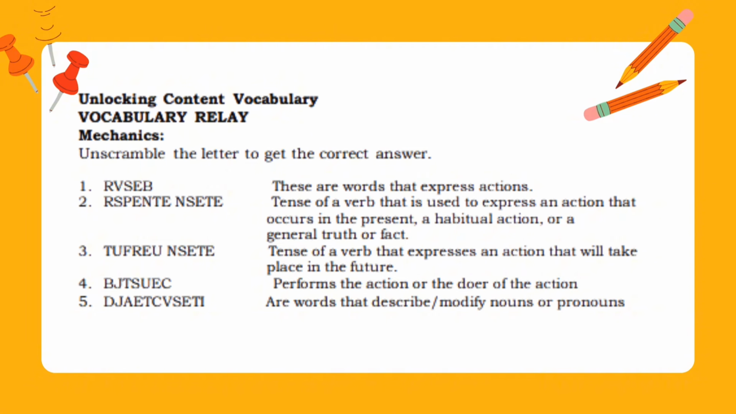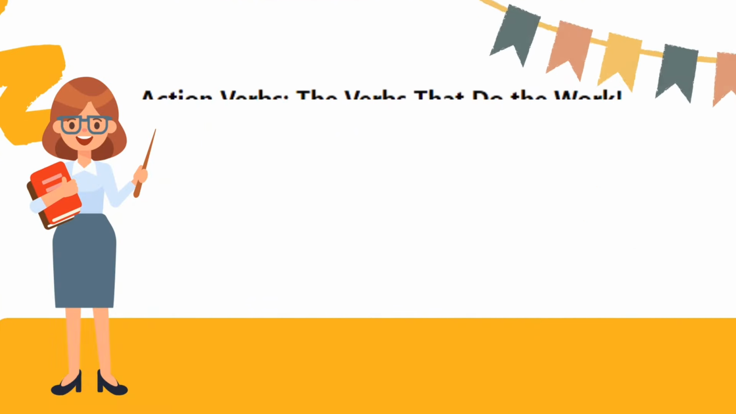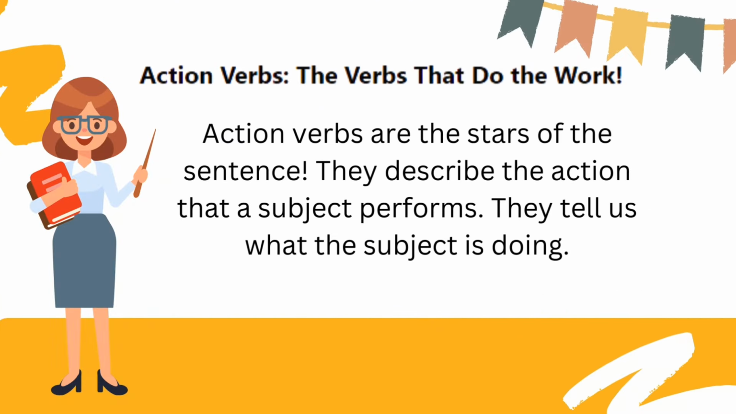Tense of a verb that expresses an action that will take place in the future. So it is future tense. Now, for number 4, it performs the action or is the doer of the action. So we call that the subject. And words that describe or modify nouns or pronouns, we call those words adjectives. So are you ready? Okay, let's start with action verbs.